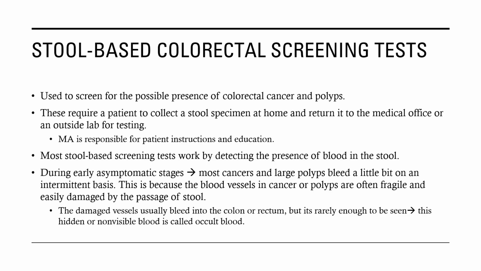During early asymptomatic stages, most cancers and large polyps bleed a little bit on an intermittent basis. And this is because those little blood vessels in cancer or polyps are often really fragile and they get damaged easily once you pass stool. Those damaged vessels usually bleed into the colon or rectum, but rarely enough to be seen, so it's not visible. This is going to be called hidden or non-visible blood, and the actual term for it is occult blood. So occult means hidden or non-visible.